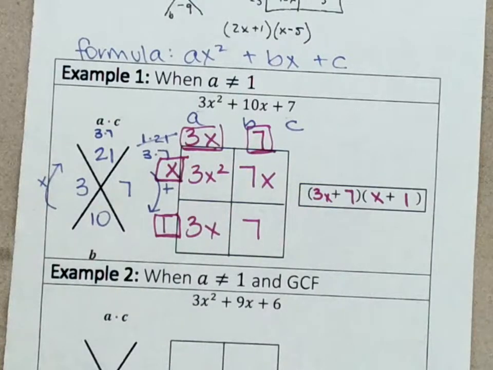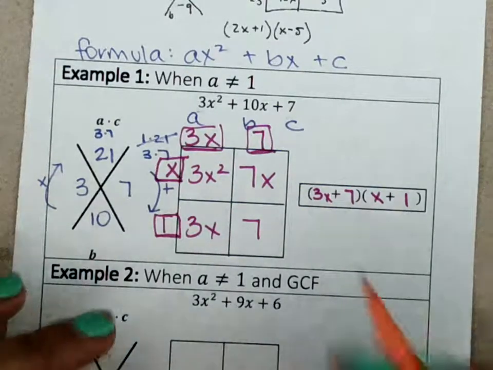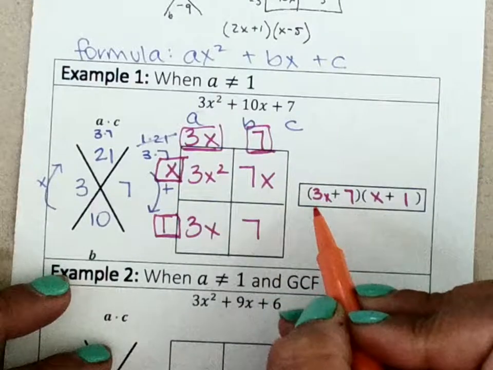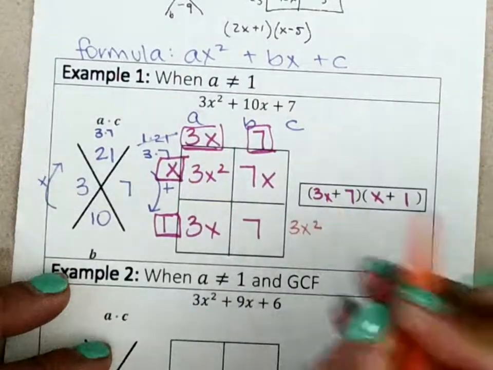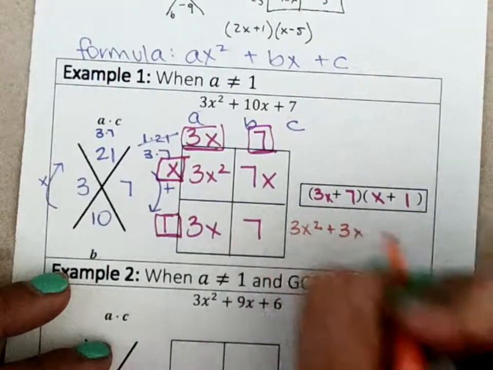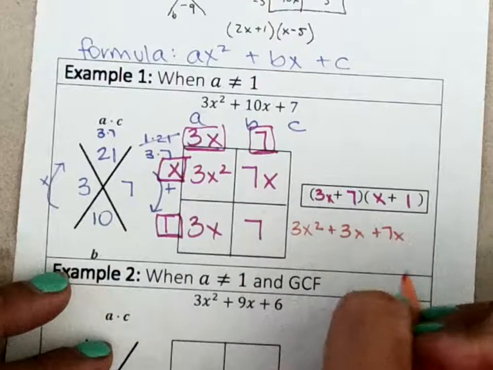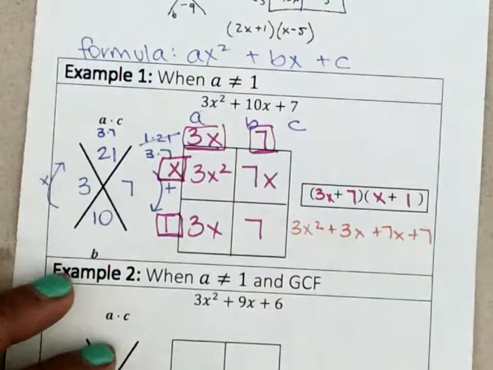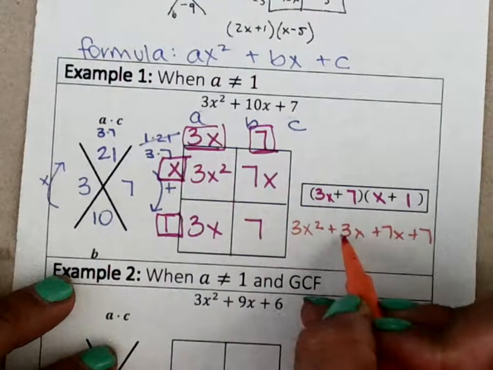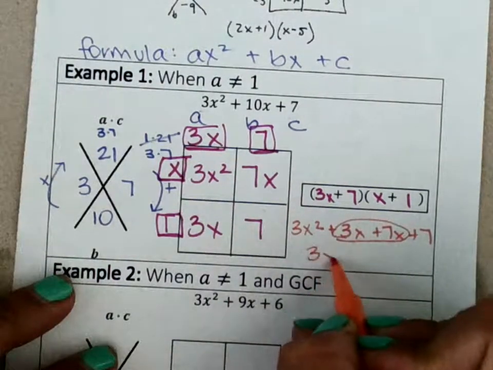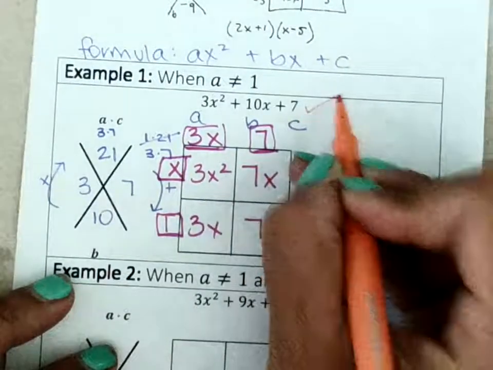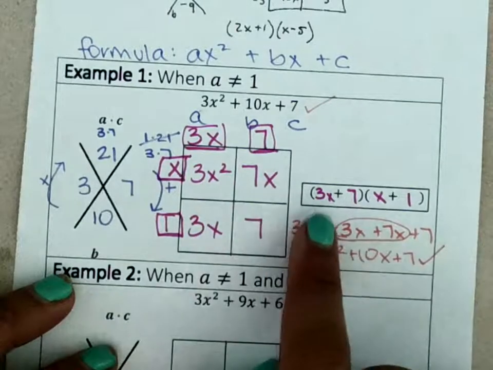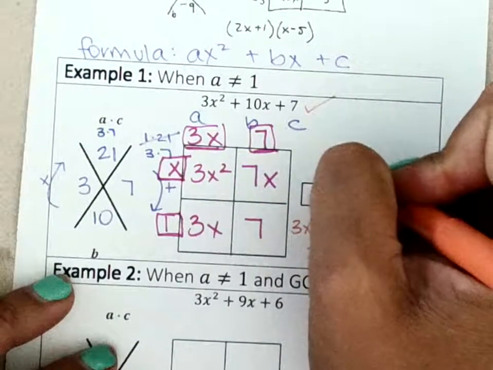Now, it's always good to double check our answers, and we can do that by multiplying this polynomial out. So 3x times x would give us 3x squared. 3x times 1 would give us 3x. 7 times x would give us 7x, and 7 times 1 would give us 7. When I add my like terms together, I am left with the original trinomial that we started with. So I know that this is my final answer.